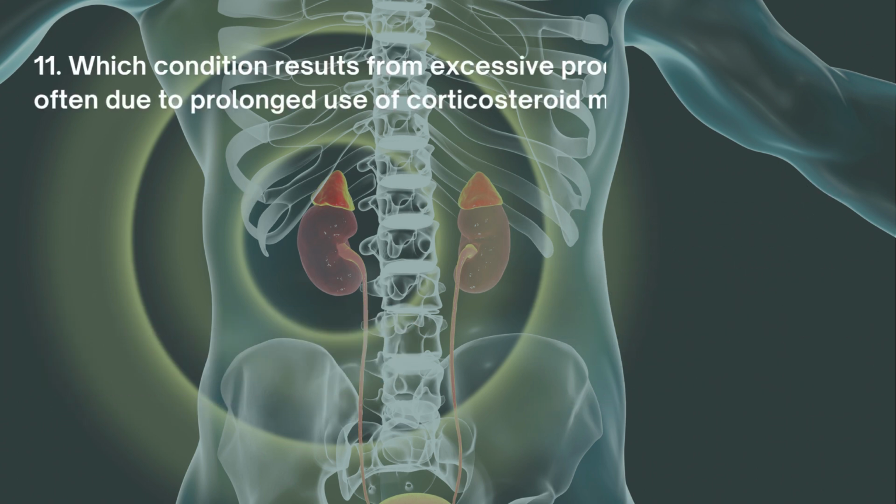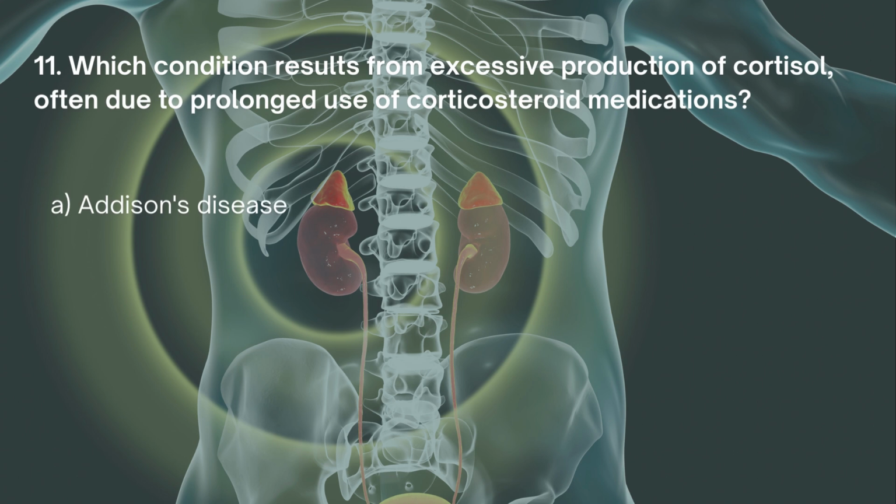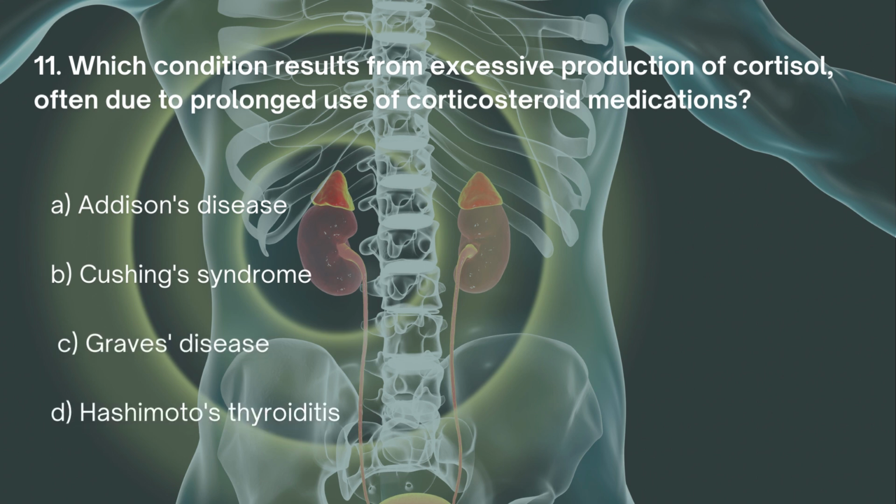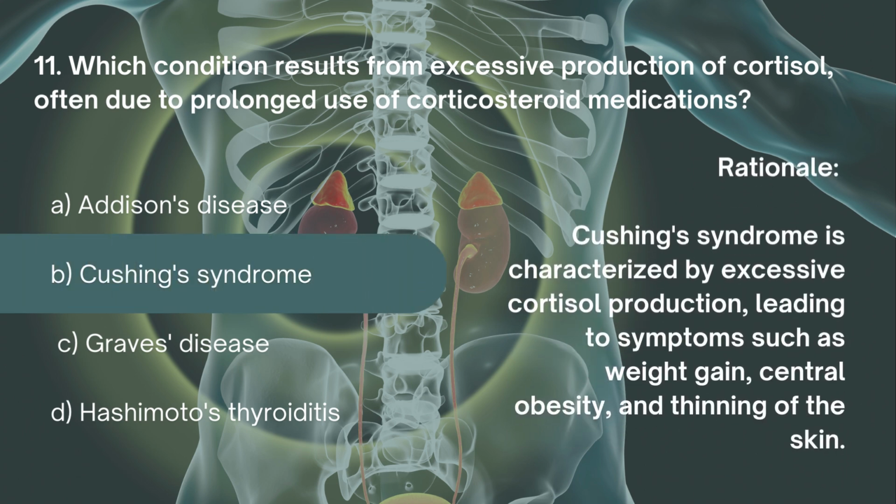11. Which condition results from excessive production of cortisol, often due to prolonged use of corticosteroid medications? A. Addison's disease. B. Cushing's syndrome. C. Graves' disease. D. Hashimoto's thyroiditis. Rationale: Cushing's syndrome is characterized by excessive cortisol production, leading to symptoms such as weight gain, central obesity, and thinning of the skin.